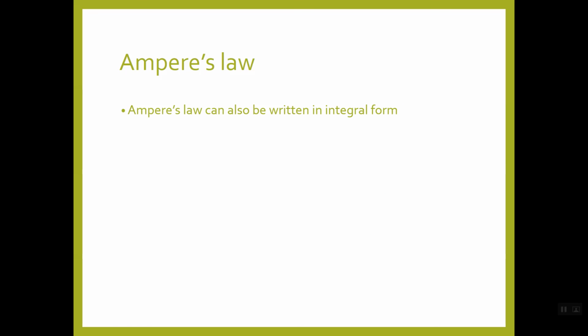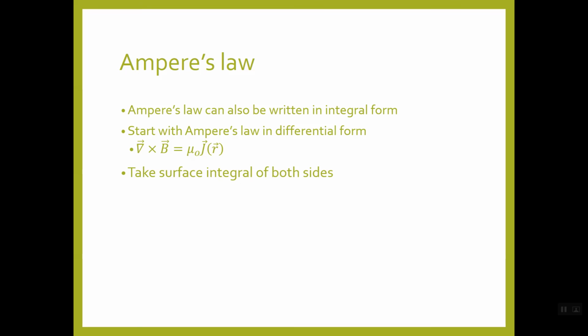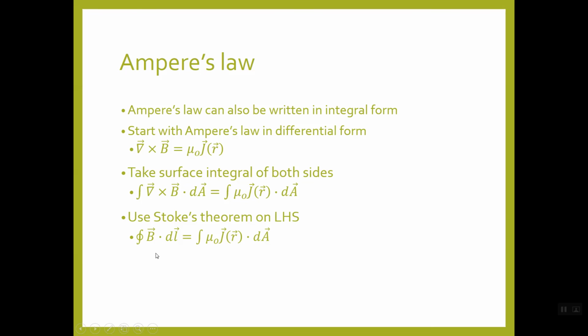We can also write Ampere's law in integral form. So if we start with Ampere's law in differential form that we just found, the curl of the B field is mu naught times J. We take the surface integral of both sides. We're going to use Stokes' theorem on this left-hand side. We have the surface integral of a curl. That's going to be equal to the line integral going around that surface of that vector field.